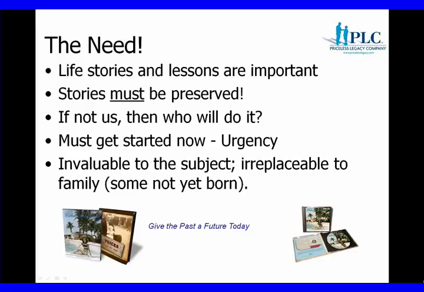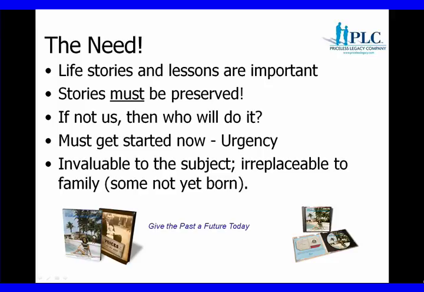The need, hopefully, at this point is quite obvious. Life stories and lessons are important. They must be preserved. Too many people procrastinate and wait too long, and when that happens, they don't capture the stories and they frankly regret it forever. So we're all about urgency. We're all about getting started now and finishing now.